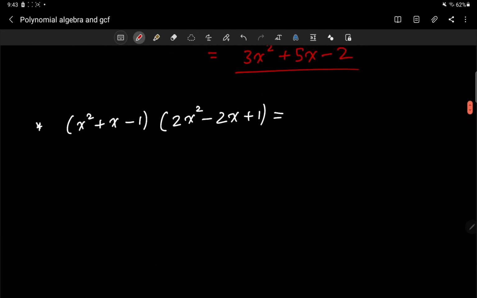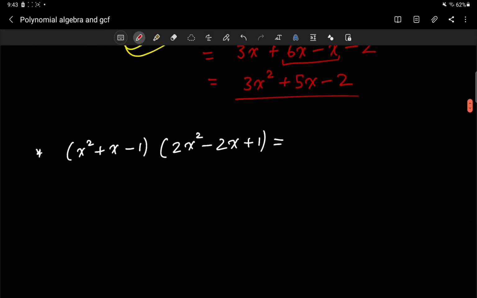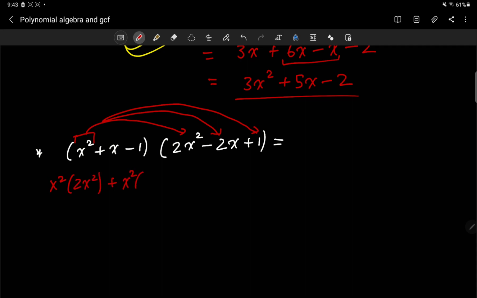Now this one is slightly more complicated, but there are 3 and 3 terms here, which means that when I am foiling this out, I'm going to take this, multiply with the first, with the second, and with the third. That gives me x squared times 2x squared plus x squared times negative 2x plus x squared times 1.